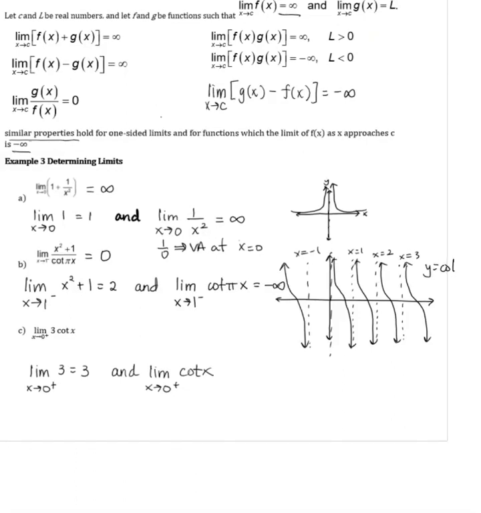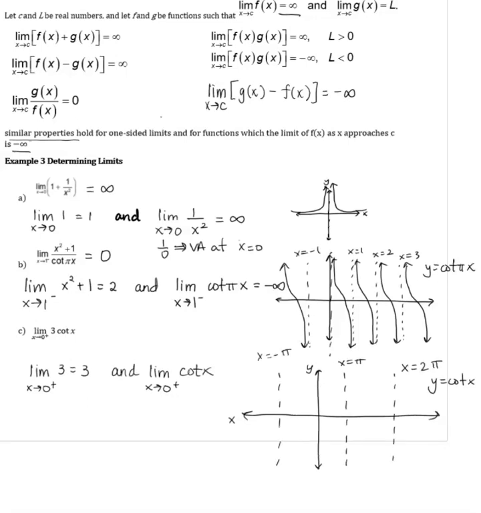Mind you, this graph up here was cotangent pi x. Now I want to look at the graph of just cotangent x. Well, the graph looks very, very similar. The only difference is where the vertical asymptotes are. Now the vertical asymptotes are at integer multiples of pi. And the graph still goes in the same direction.